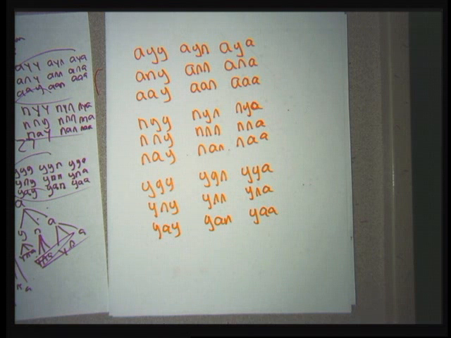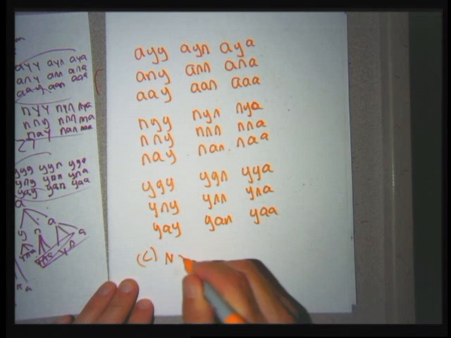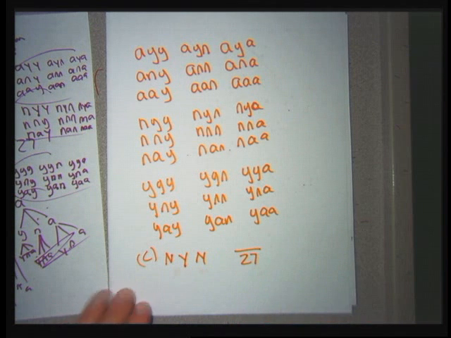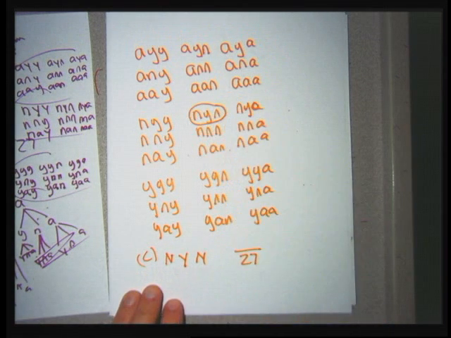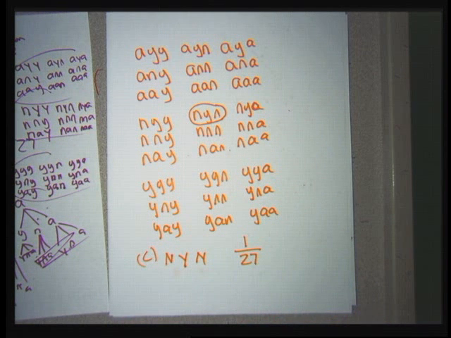Now I want the probability that the author goes no, yes, no in that order. So for part C, the probability that the guy goes no on the first, yes on the second, no on the third in that order. The denominator is 27. That's an easy one. There's only one thing in the sample space that has a no first, a yes second, and a no third. So the probability is 1 in 27. That was a friendly one.